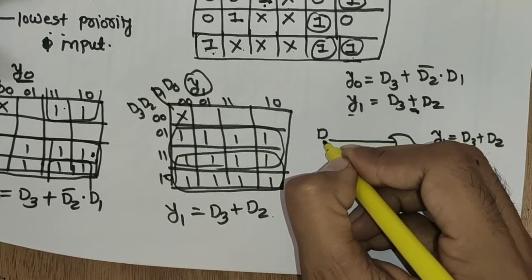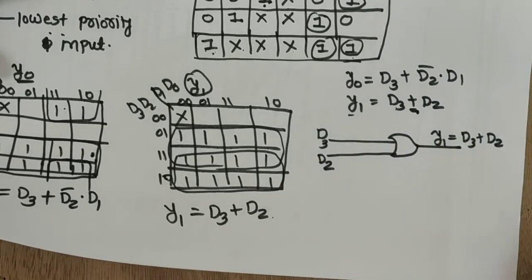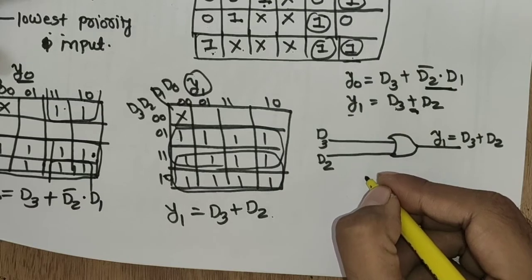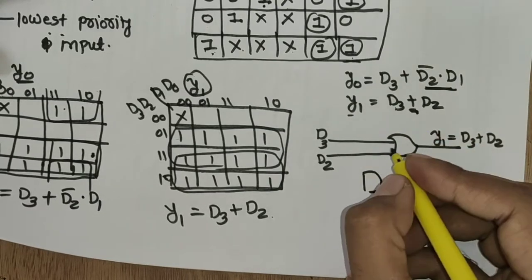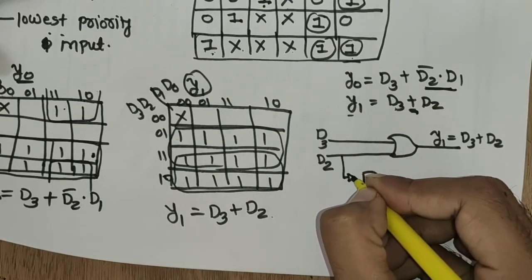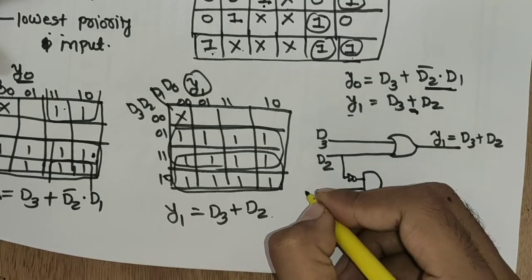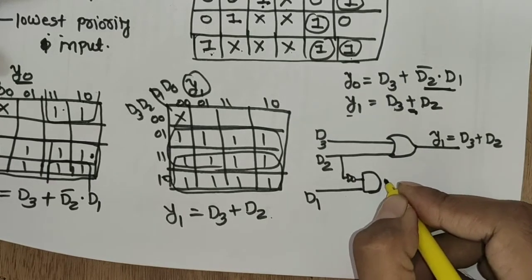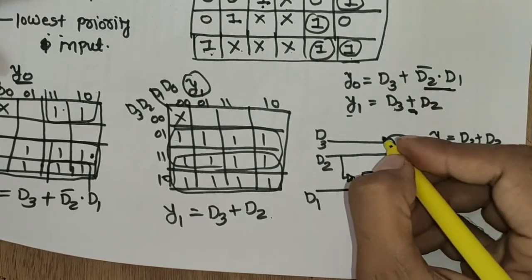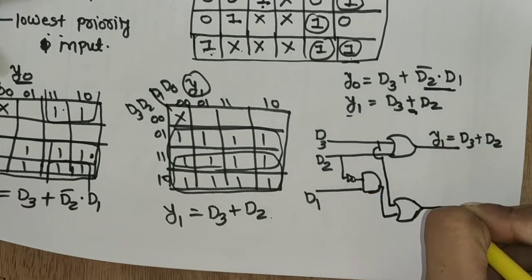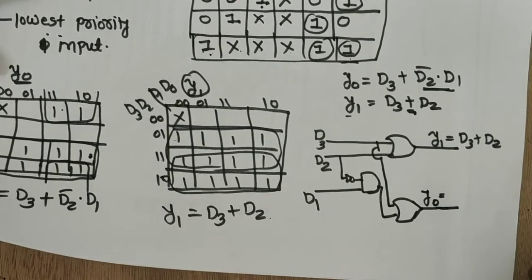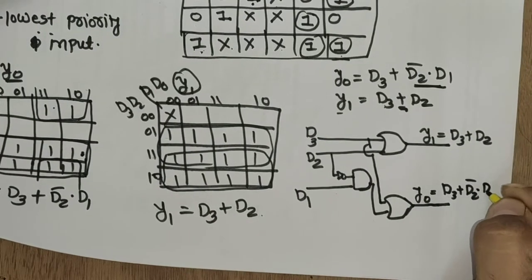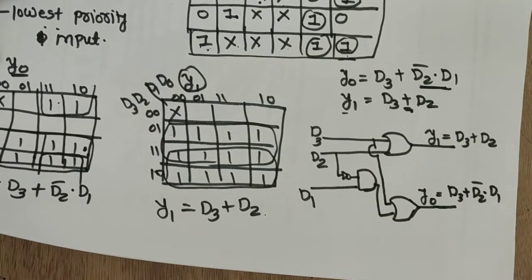This is D3 and this is D2, right? So now find out y0. First we can perform the multiplication. Multiplication can be done through an AND gate. For D2 bar, we apply one NOT gate, and the external signal given is D1, and the resultant signal can be given to the OR gate with D3, and this is y0. So the equation for y0 is D3 plus D2 bar into D1. So this is the circuit diagram of the priority encoder.